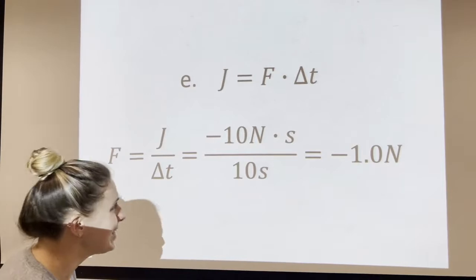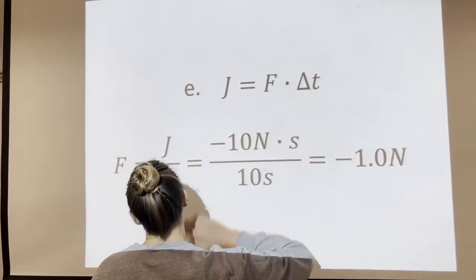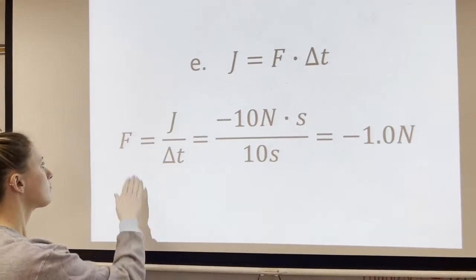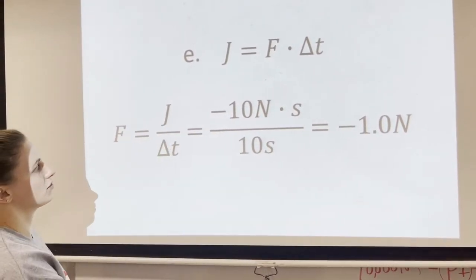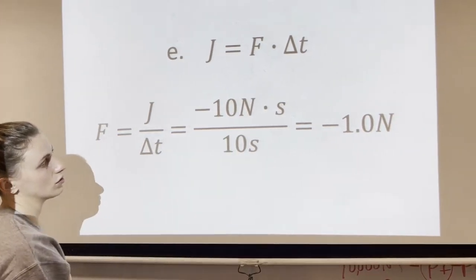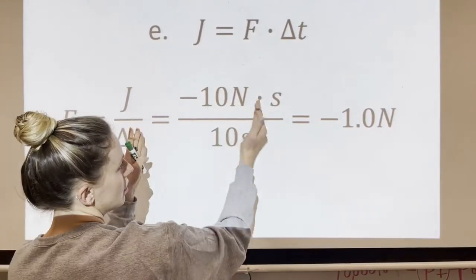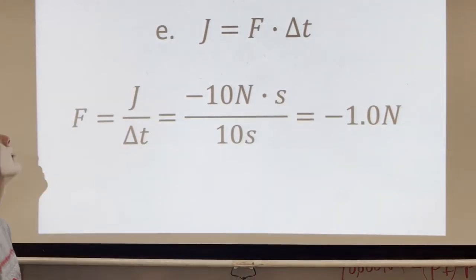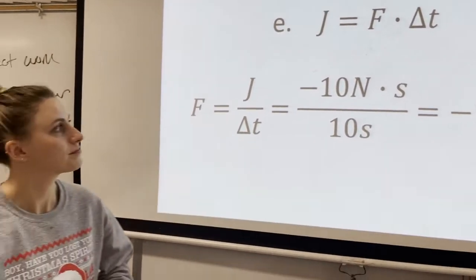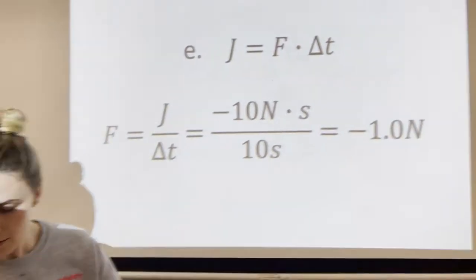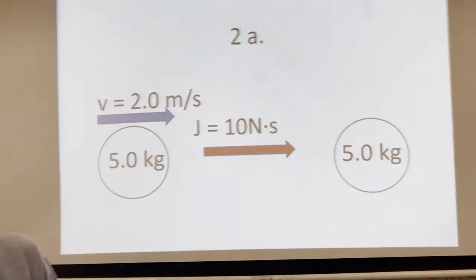Right. Letter E. So impulse is force times the change in time. Trying to figure out the force, we divide by the change in time. Negative 10 over 10, we get negative 10 newtons. So 2 points for this, 1 point for this, 1 point for that. Letter E, 4 points. And it's negative because it's in the opposite direction. It's slowing down. That's very important.